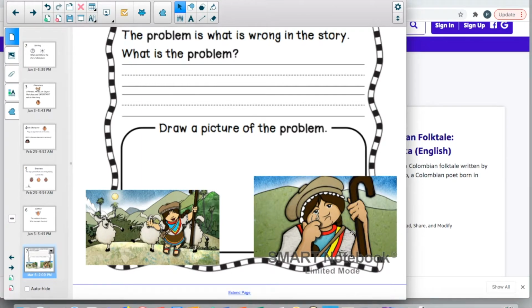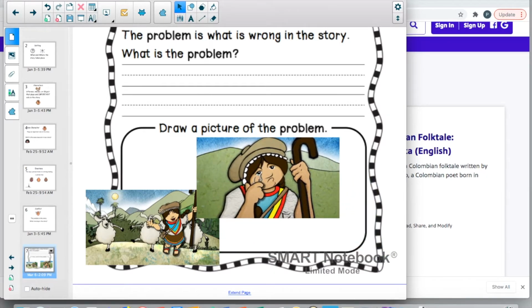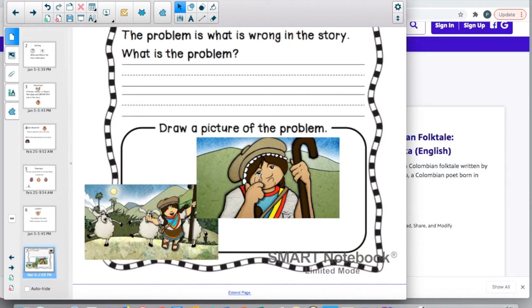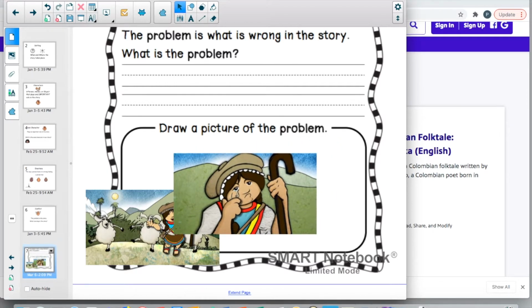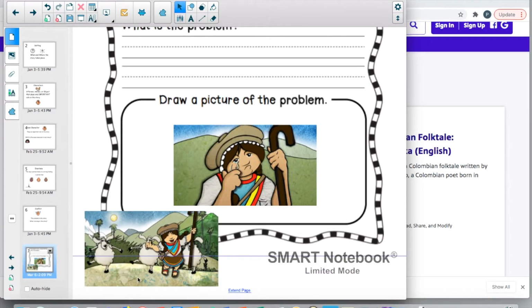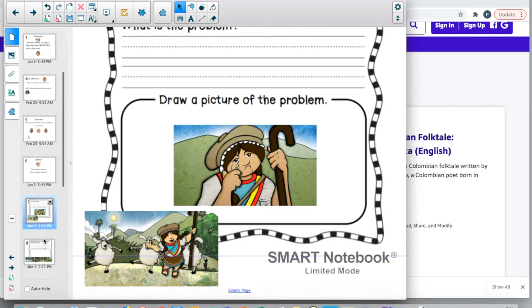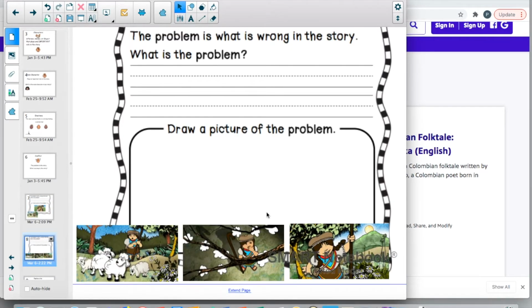If it was in a Jamboard, you can do that. You can have them identify which one, where she's sad, right? Or was it when she was reunited with her sheep? And then you can circle it for them, or you can slide it up into the middle, right? So there is our problem of this in the story. It is that she lost her sheep, right? That's the problem.